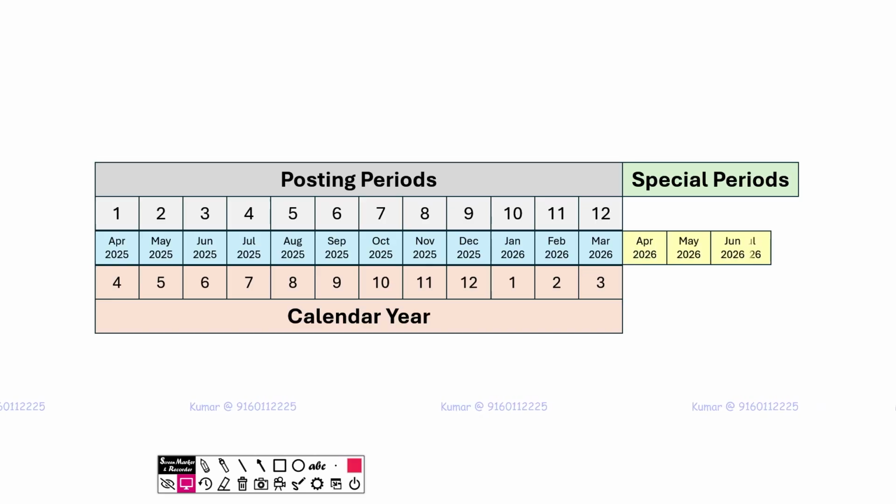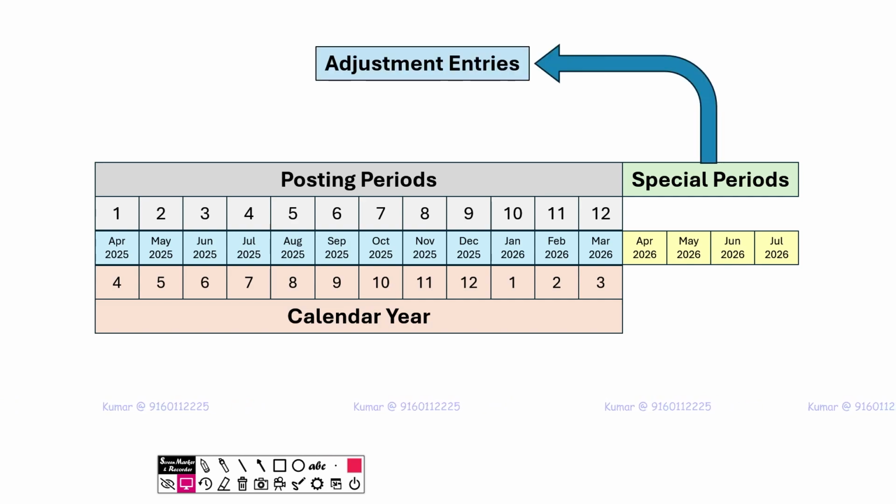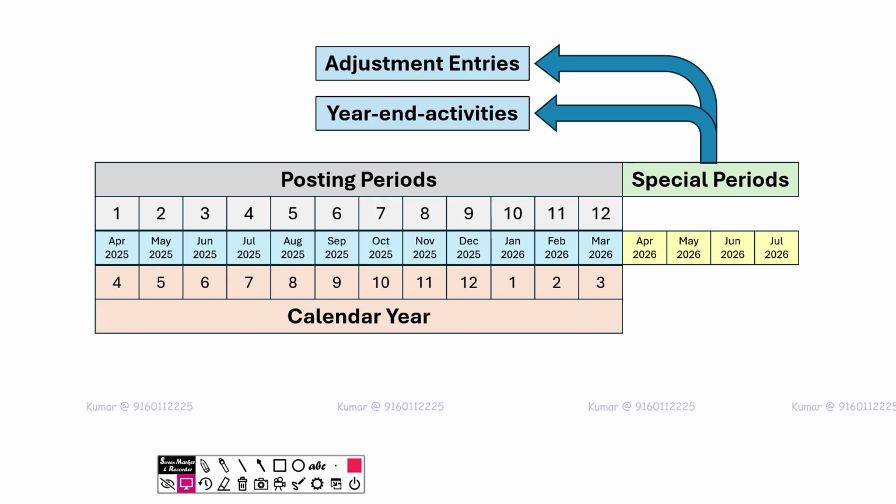Next we are going to have the special periods after these posting periods. These special periods will be starting from April to July. A maximum of 4 special periods can be given, and these special periods are used for adjustment entries and year-end activities.